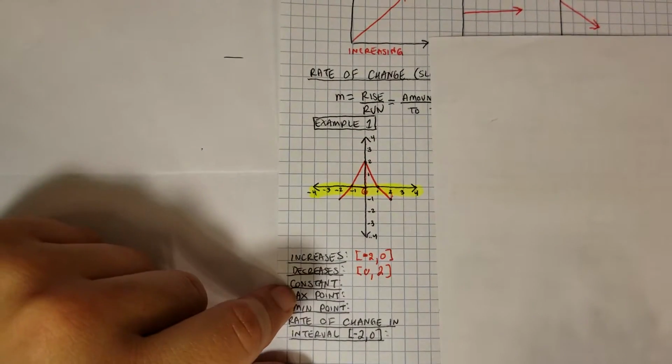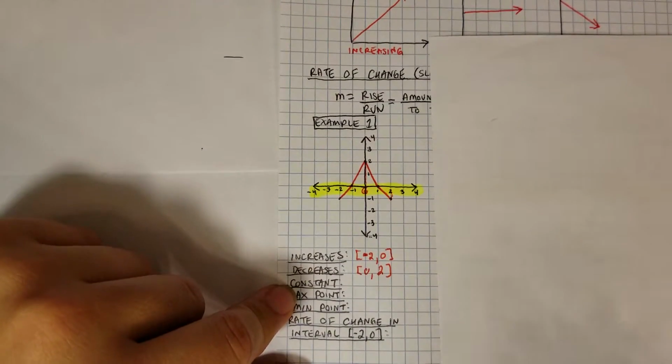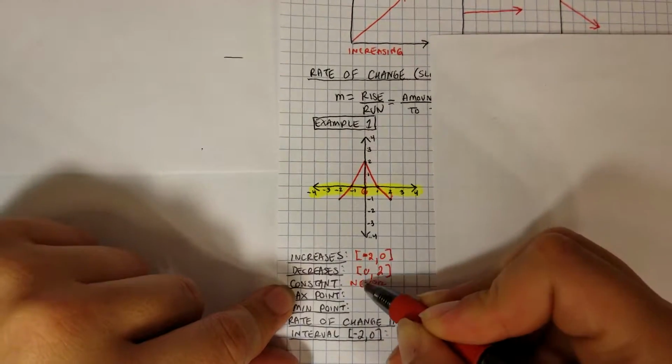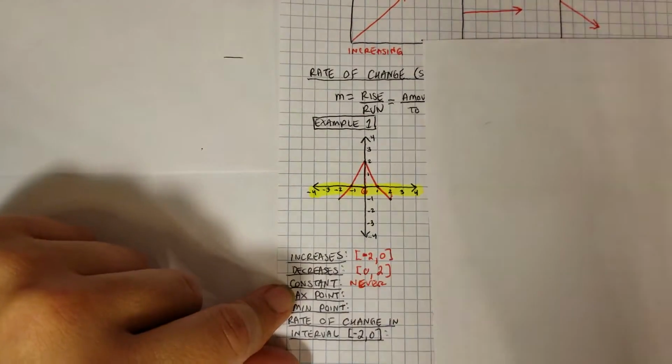Constant: is this graph ever flat? No, it's not. So I'm just going to write never. It's never flat. It's never constant.